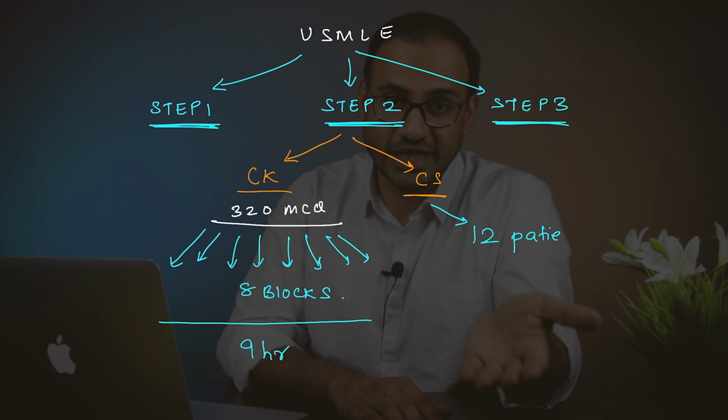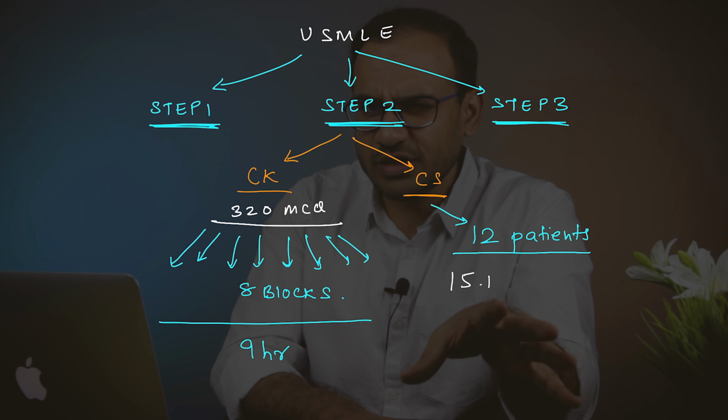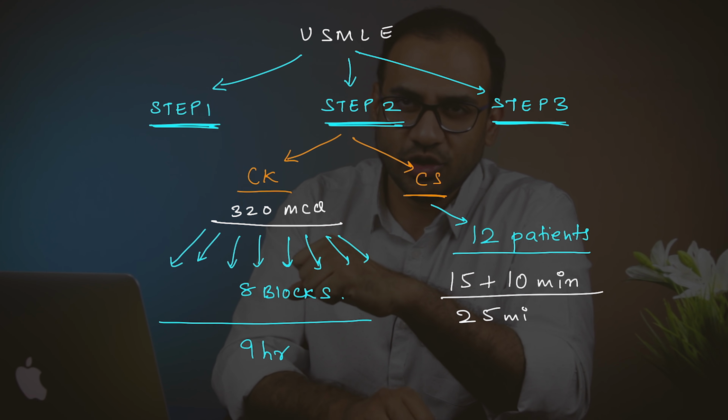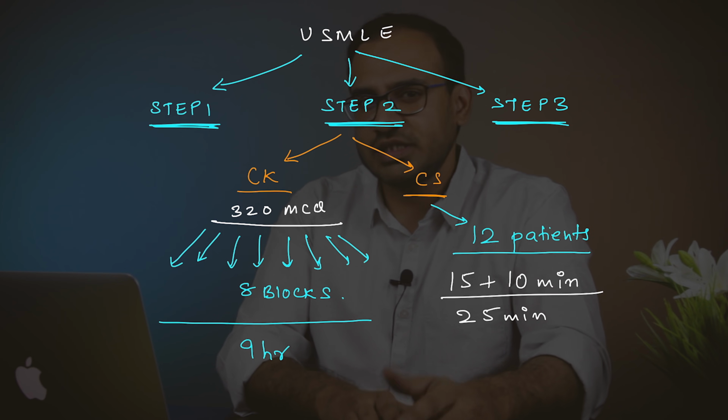Now, on the other hand, Step 2 CS is a clinical skills exam, in other words, a practical exam where you have to examine 12 simulated patients or patient actors. You will be allotted 15 minutes to examine and 10 minutes to write down your notes, basically 25 minutes per station. Also, it's just a pass or fail exam.